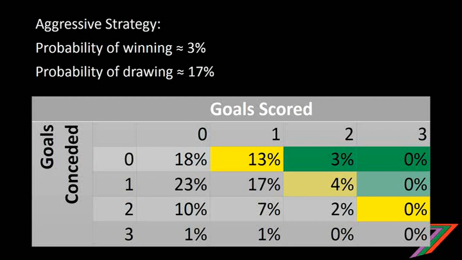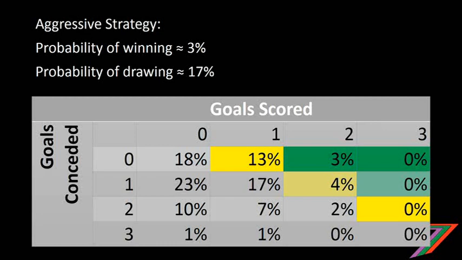Whereas in the green boxes, scoring 2 goals and conceding no goals is a 3% chance, and scoring 3 goals conceding no goals, or scoring 3 goals and conceding 1 goal, give you chances moderately above 0%. So it's a very, very low percentage. Most likely if you're going to win, it's going to be through scoring 2 goals and conceding 0 goals. So the probability of winning using the aggressive strategy is only 3%. But the probability of drawing is 17%, so it's a little bit better.